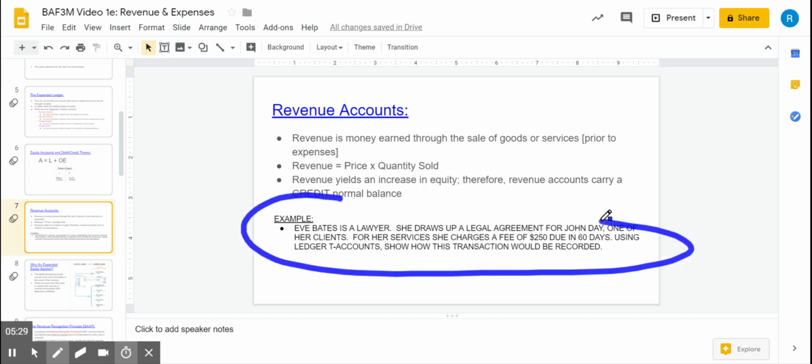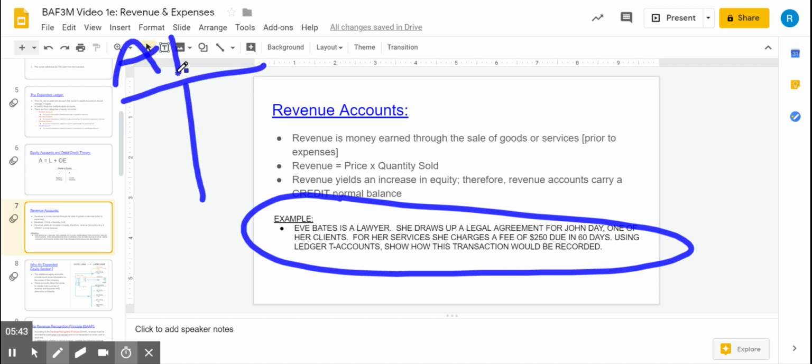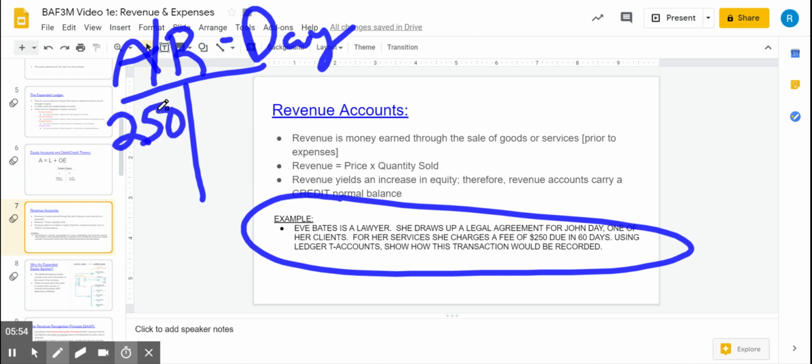So let's do this example very quickly. Eva Bates is a lawyer. She draws up a legal agreement, so a service business, for John Day, one of her clients, for her services. She charges a fee of $250 that's due in 60 days. So how would we record this transaction on a ledger T account? Well, the first thing that's changing is an account receivable, for Mr. Day here, and that account receivable is now going up by $250. So we're going to debit it by $250, and we'll record our transaction number over here.